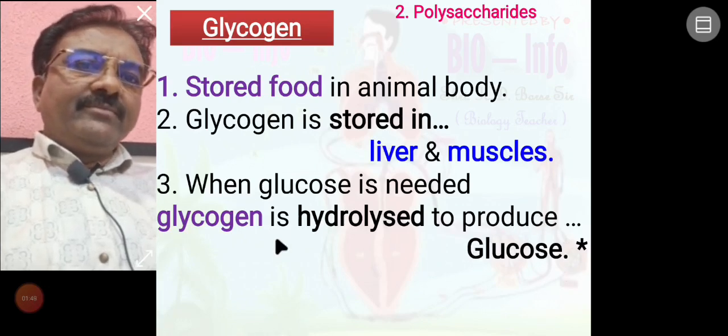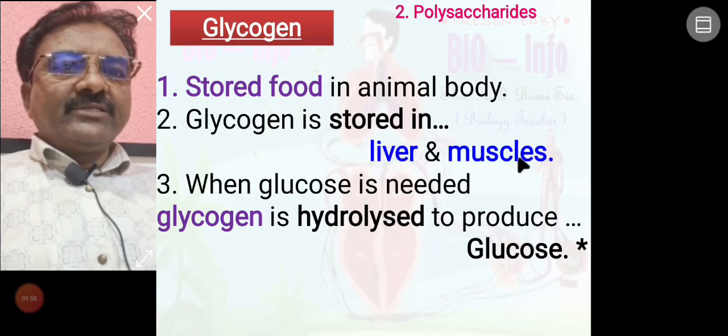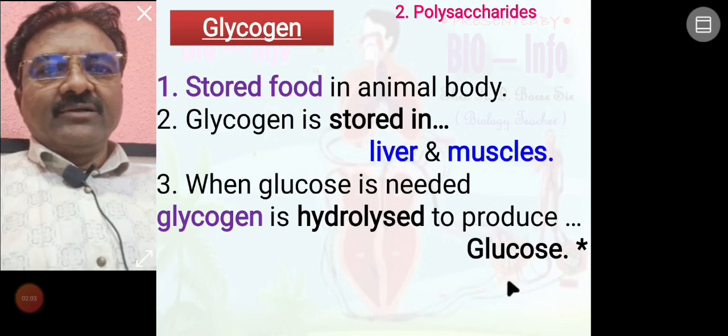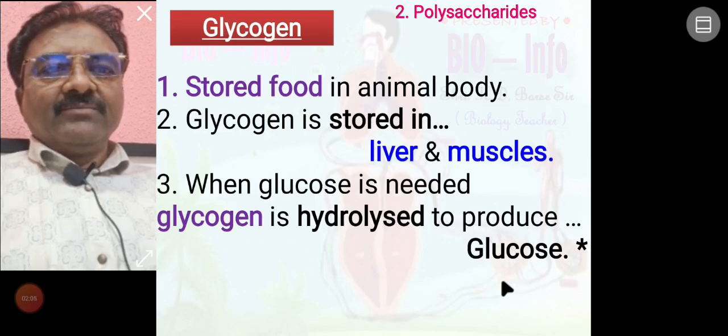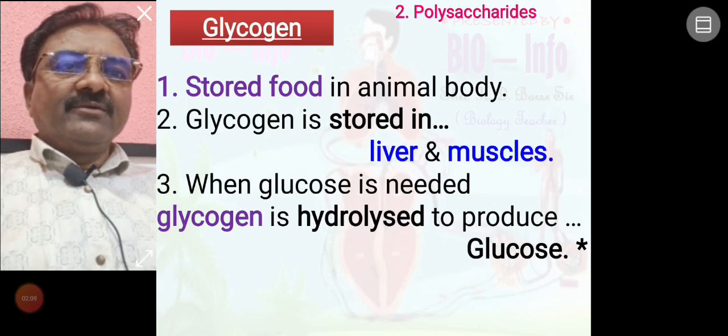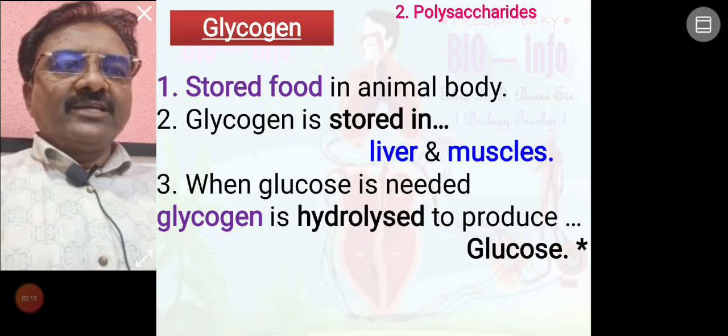When the body needs glucose, then inside the liver or muscle, the glycogen is hydrolyzed to produce glucose. Such glucose is most important for the production of ATP energy. Up to here completed. Glycogen is also one of the polysaccharide compounds.